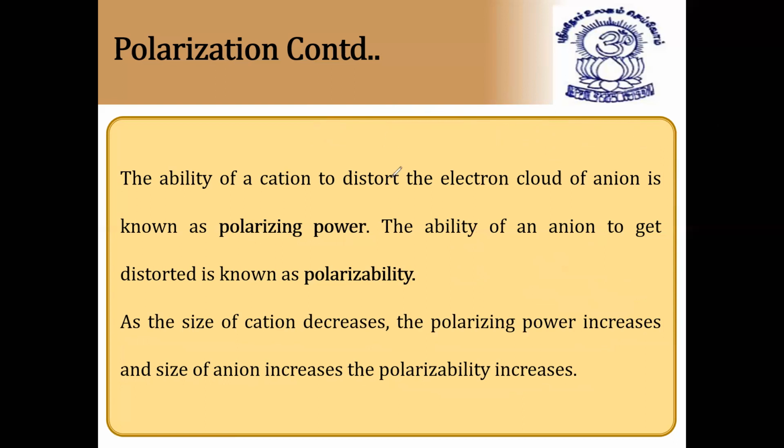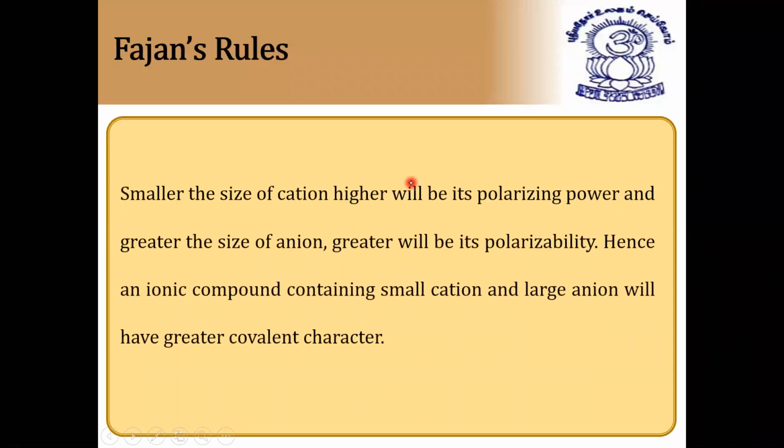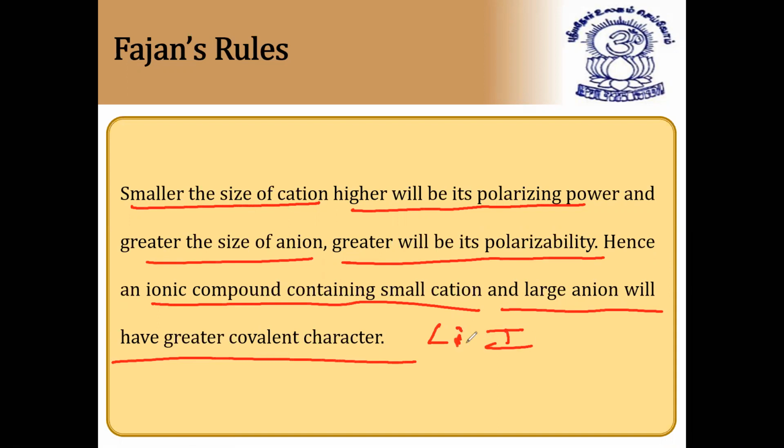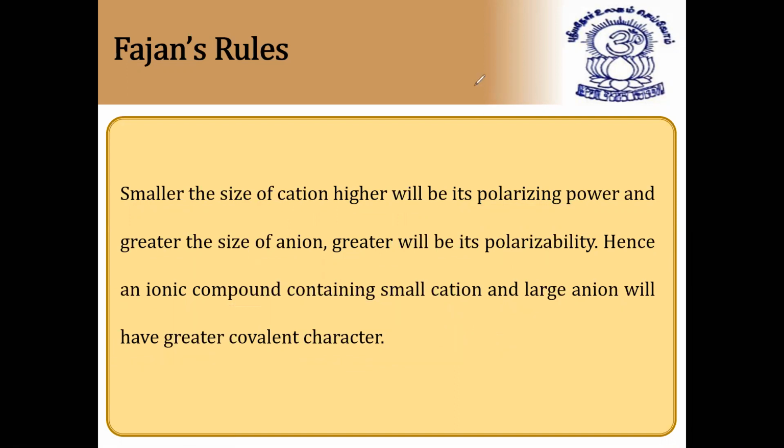Next, Fajans' rules. The first rule is: smaller the size of the cation. From these Fajans' rules, you will get one question in the objective. So what is Fajans' rule? First one: smaller the size of the cation, higher will be its polarizing power, and greater the size of the anion, greater will be its polarizability. Hence, an ionic compound containing a small cation and a large anion will have greater covalent character than ionic character. Example, lithium iodide: small cation, large anion. I hope it is clear. This is the first rule of Fajans' rules.